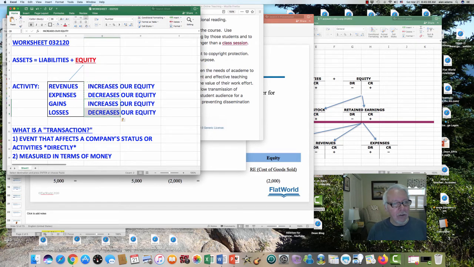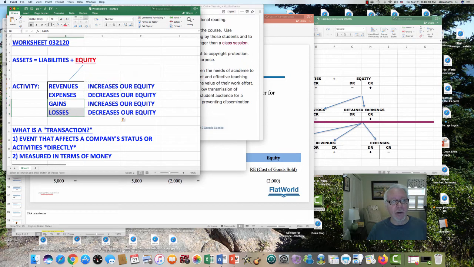Okay? Gains, even though they're extraordinary, increase our equity because money's coming into us. We made out. Like if you sell a truck that you bought for $10,000 and you manage to sell it for $12,000, you think you're not in the business of selling trucks, though. Okay? That's incidental. It's extraordinary. Well, we'd call that a gain. Man, you made out, so it's definitely a gain. If, on the other hand, that $10,000 truck, the best you could do is to sell it for $8,000, you're going to have to take a loss.